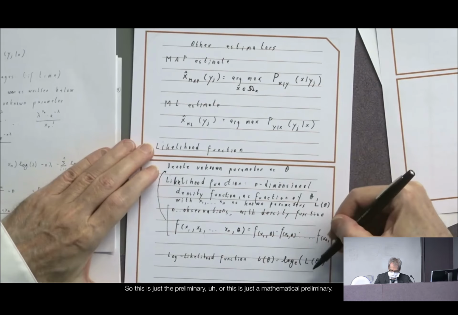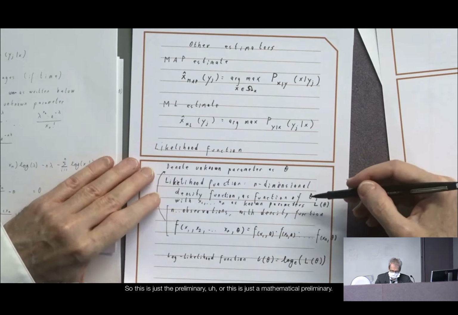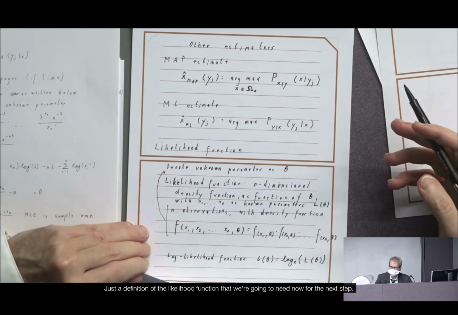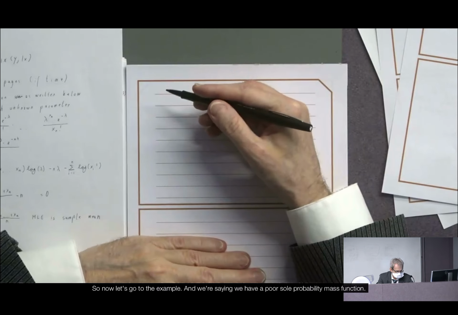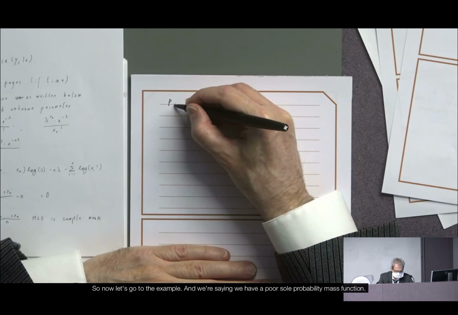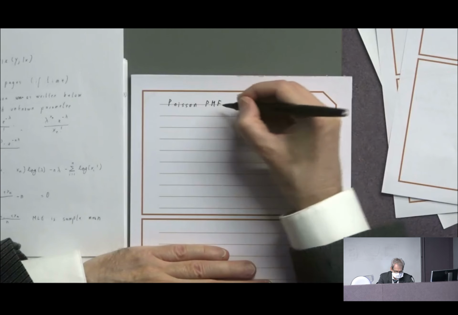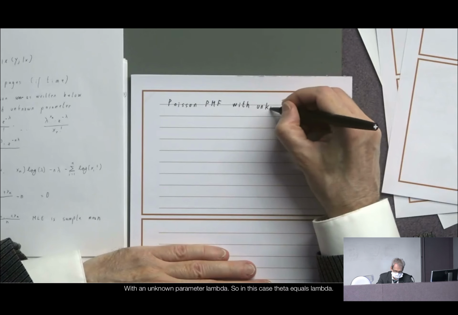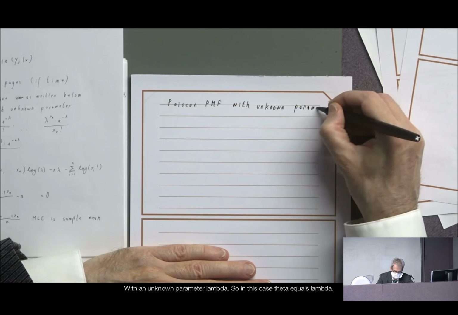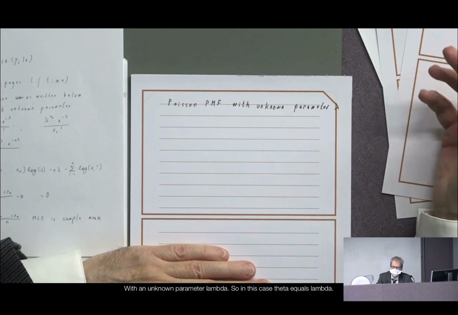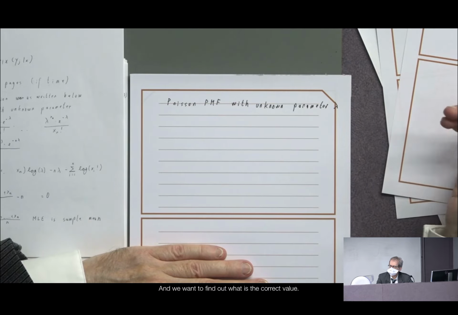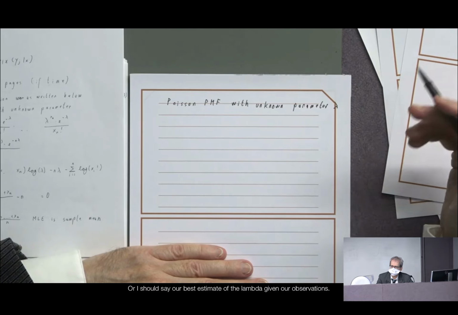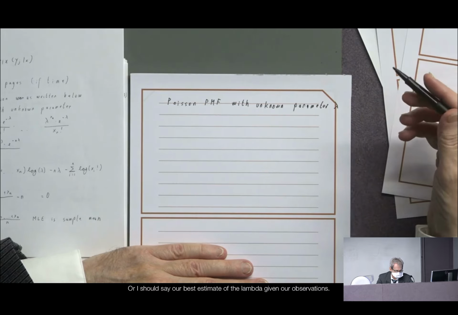So this is just a mathematical preliminary, just a definition of the likelihood function that we're going to need now for the next step. So now let's go to the example. And we're saying we have a Poisson probability mass function with an unknown parameter lambda. So in this case, theta equals lambda, right? And so now we're saying we have a whole bunch of observations, x1 to xn, and we want to find out what is the correct value, or I should say our best estimator of the lambda given our observations.